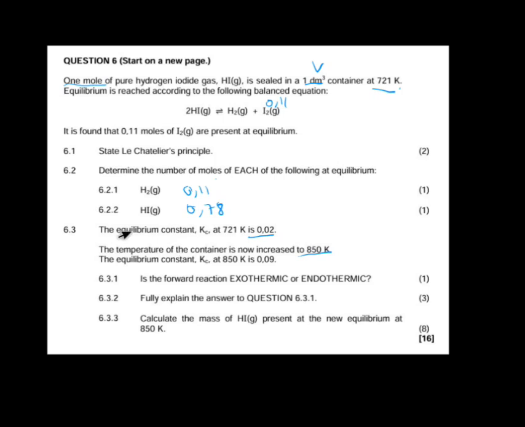So now notice the equilibrium constant at this temperature was 0.02. But now when the temperature is increased, the equilibrium constant increased, right? So when temperature is increased, equilibrium constant is increased. I want you to notice something. Whenever Kc is increased, it just means that the forward reaction was favored, because Kc is always the concentration of products over concentration of reactants.